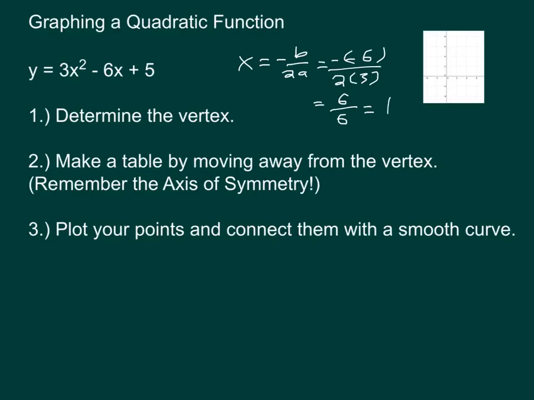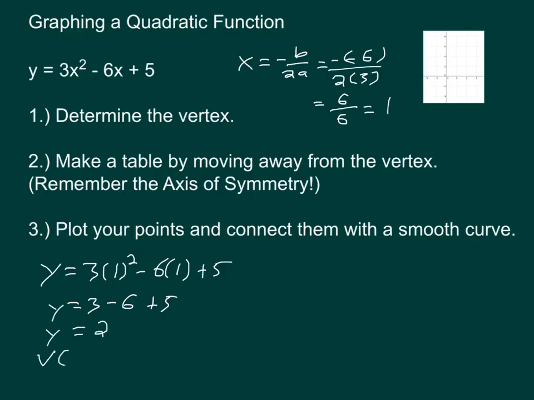Now to figure out the actual coordinates of the vertex, I'm going to plug in that value of 1 into the equation. So I'm going to have y equals 3 times 1 squared minus 6 times 1 plus 5. You can go ahead and do that. When you do, you're going to get 3 minus 6 plus 5, which is -3 plus 5, which is 2. So my vertex, I'll call that point V, has the coordinates 1, 2.